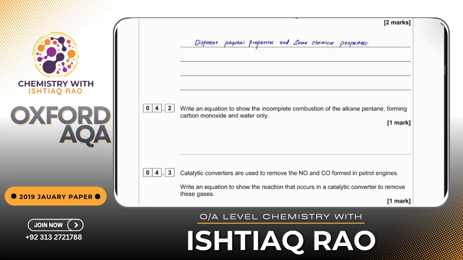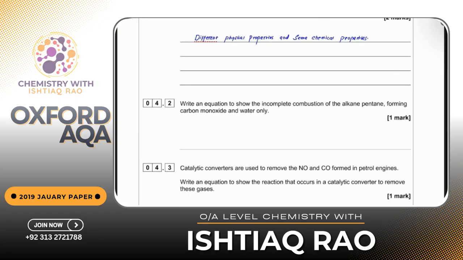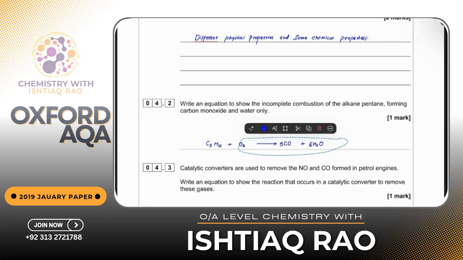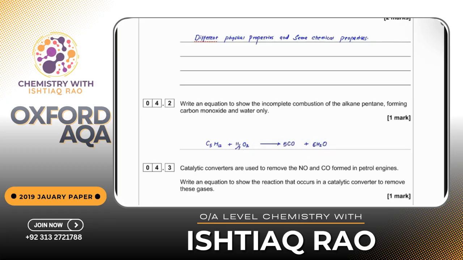Write an equation to show the incomplete combustion of the alkane pentane forming carbon monoxide and water only. Incomplete combustion, right? So if I have pentane, the molecular formula for pentane is C5H12. I'm going to combust it, reaction with oxygen. It would be forming carbon monoxide and water. I have to balance it. So 5 and then 6. And to balance oxygen, 6 ones are 6, 5 ones are 5, 5 plus 6 is 11. So I'm supposed to write 11 by 2. This is your balanced equation.